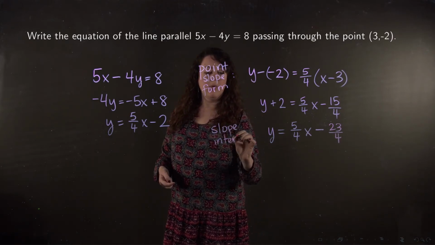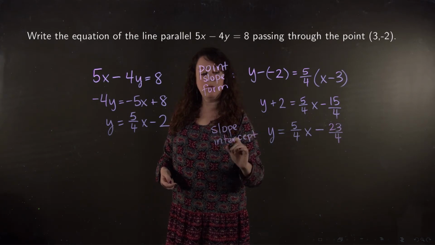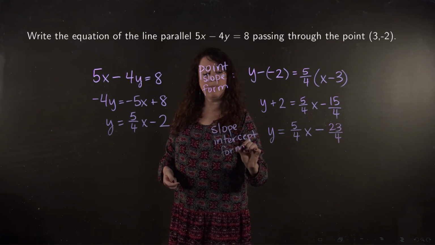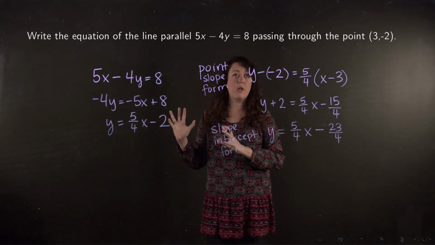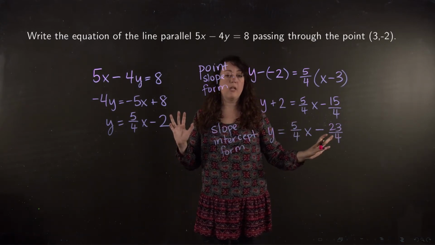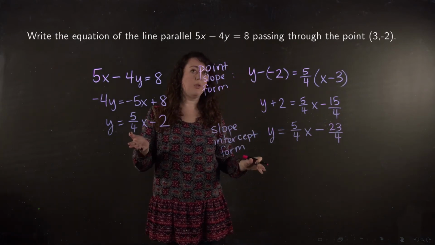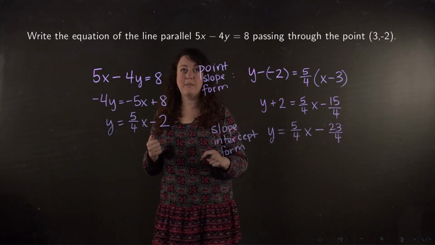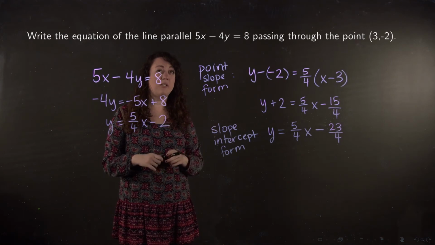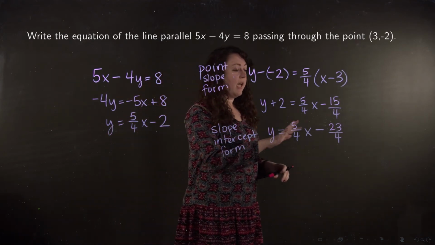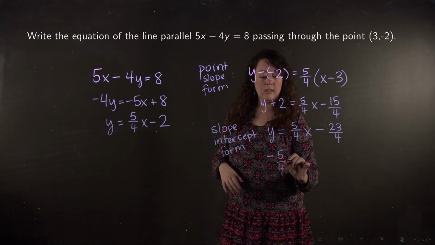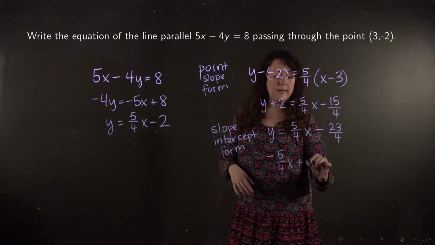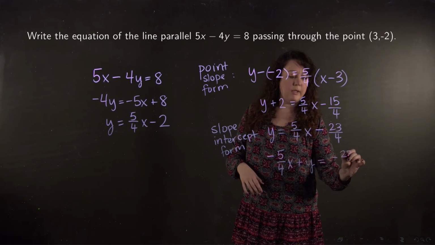And then we have one more form that we sometimes go to, which is called standard form. Standard form is where you need to get your variables all on one side, your constant on the other, and all of your coefficients should be whole numbers, should be integers. They can be negative. They just have to be non-fractions. So I'm going to move the x to the other side. So I'll have negative 5/4 x plus y equals negative 23/4.